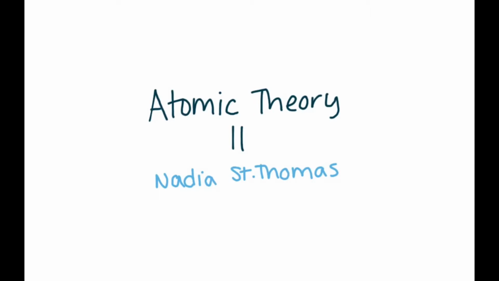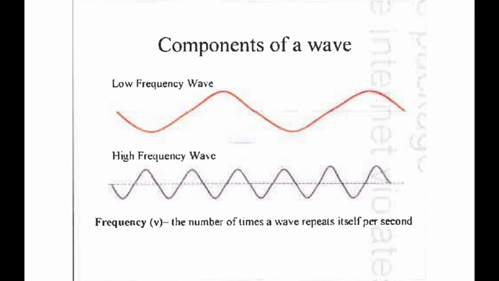Lecture 2 of Unit 1 deals with the second part of the atomic theory. The first thing in this lecture is talking about waves, and there are two components of every wave. Wavelength, which is the distance between one crest to another, or one trough to the trough of another wave.